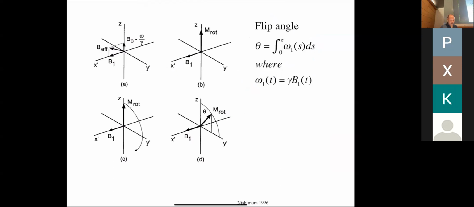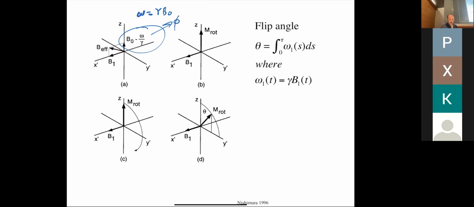This is another picture of that, showing that the effective field has a B0 minus omega over gamma component. When omega equals gamma B0, this goes to 0. So basically, when you're on resonance, it's almost as if the main field doesn't exist. It's the same as looking at something on a merry-go-round and it looks like it's rotating. The moment you get on the merry-go-round, everything on the merry-go-round appears stationary to you.